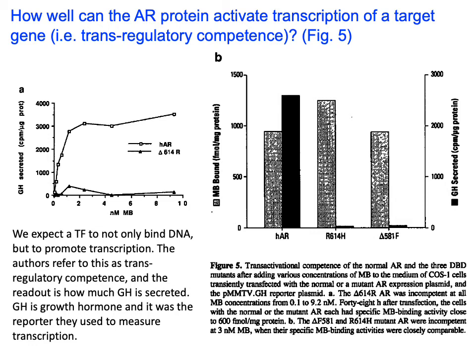On the left y-axis, it's showing you how much ligand binding can occur. And that's very interesting because in this particular assay, the two mutations, R614H and delta 581F, seem to be quite similar to the control. So they're able to bind to the androgen, which is MB, but they are not able to then actually promote transcription of those genes that there should be binding to.